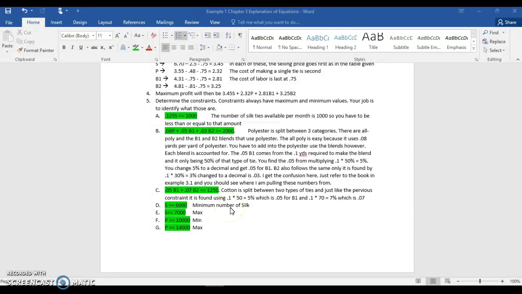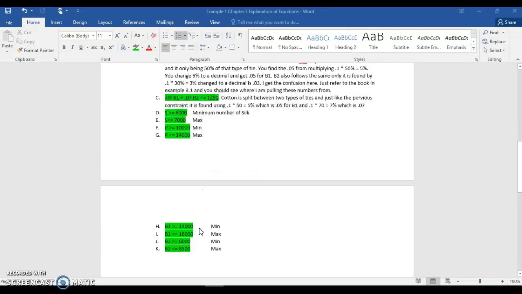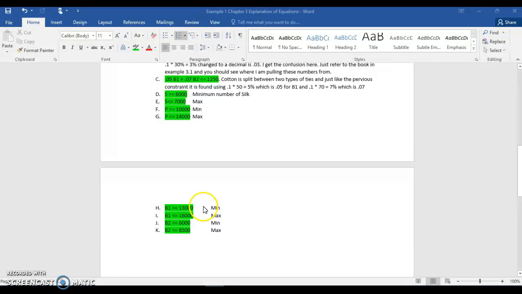This right here, the silk, you have to make more than 6,000 of those because that's the minimum amount according to your reading, right? Minimum contract amount. This right here for silk ties, you have to make less than 7,000 though. That's the maximum amount you can make. Minimum amount of polyester, maximum amount of polyester. Minimum amount of B1 blend, maximum amount of B1 blend. Minimum amount B2 blend, maximum amount B2 blend.